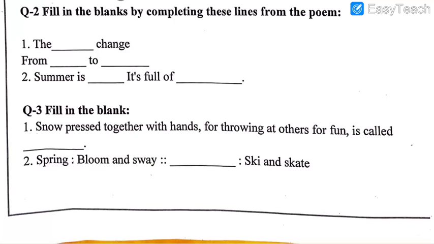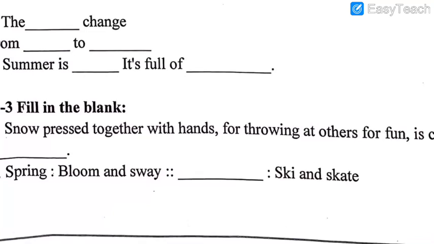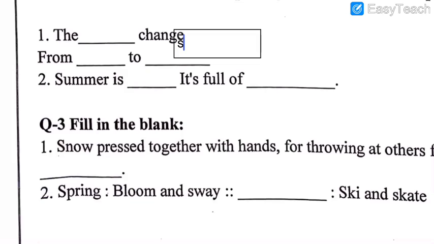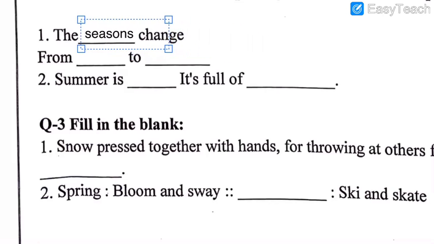And 0. I hope that you have written all the answers properly. Now let's see what are the answers. Please check your answers once I write the answer on the screen. The dash change. Obviously, seasons. The seasons change from dash to dash. From dash to dash. Obviously, from sun to snow.